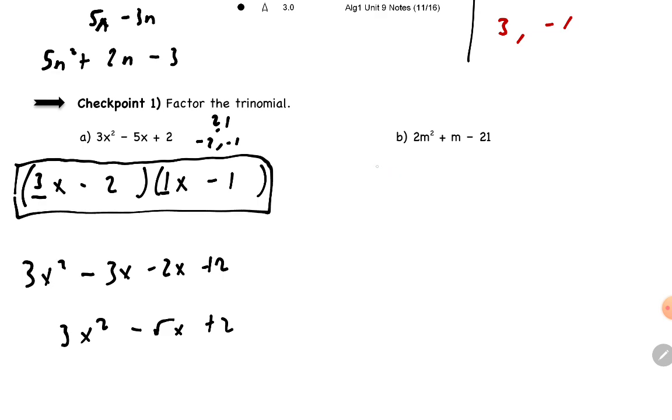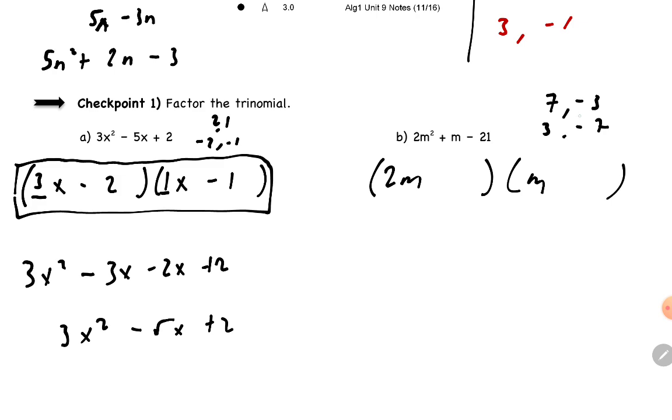Okay, we're dealing with m's this time. So factors of 2, we already know that's 2m and 1m. All right. So when we have to pick factors of negative 21 here, I can have 7 and minus 3, 3 and minus 7. It's probably not 21 and 1. So it's one of these combinations of 7 and 3s.